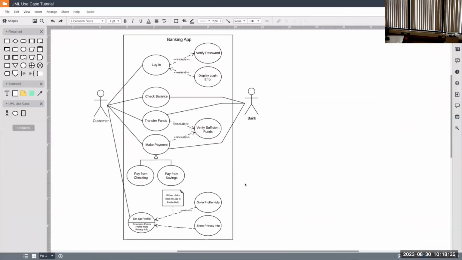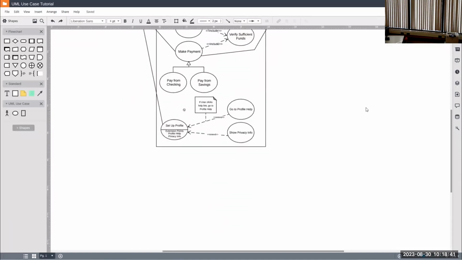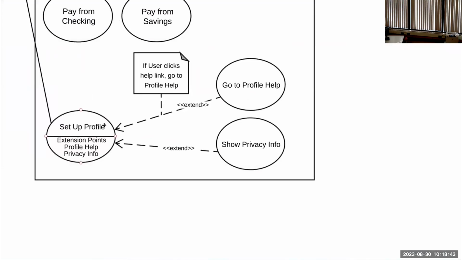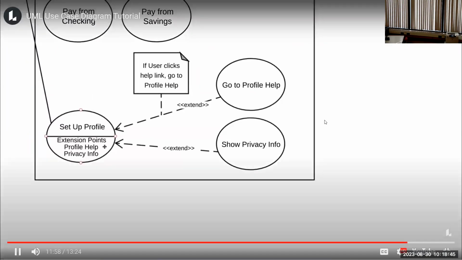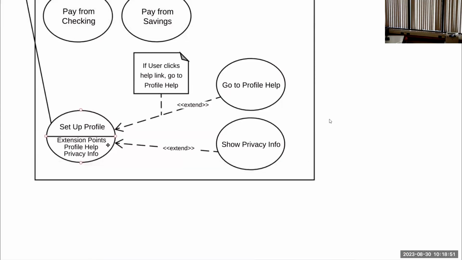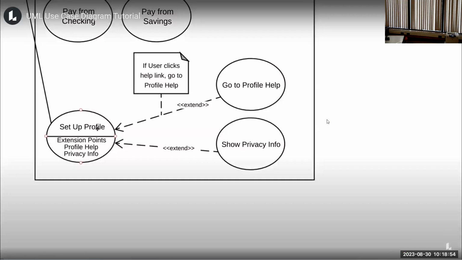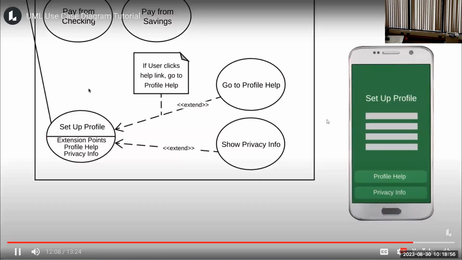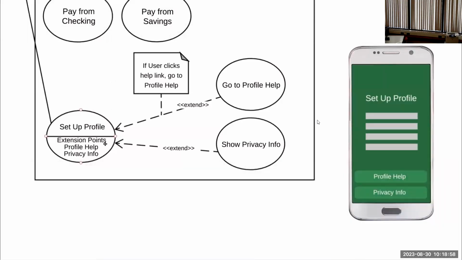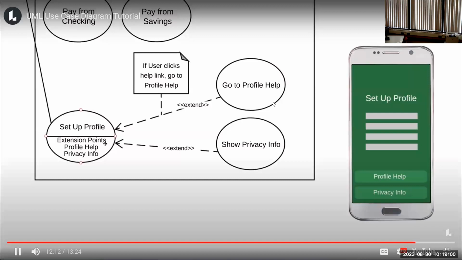One last shape that we'll quickly talk about is a use case with extension points. You can see an example here. The name of the use case is above the line, and then there are extension points below the line. Extension points are just a detailed version of extend relationships. This use case shows that a customer can set up their profile in our banking app. And then these extension points show us that when a customer is setting up their profile, they'll have the option to navigate to a couple different screens.